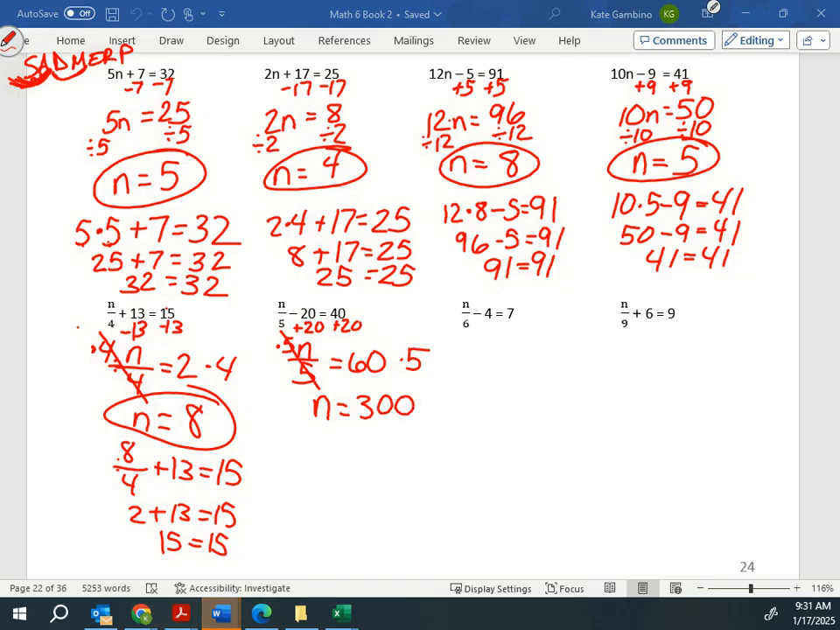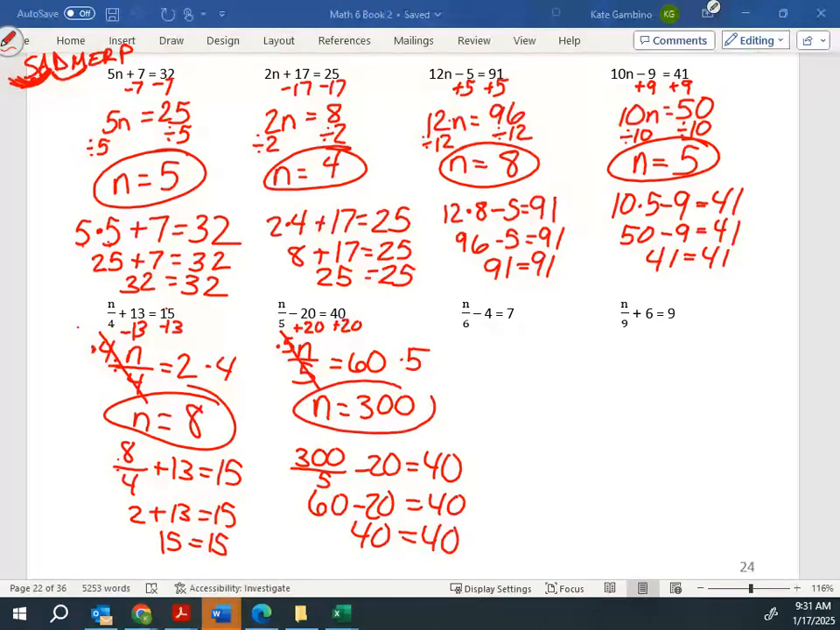So now we're going to say 300 divided by 5 minus 20 equals 40. 300 divided by 5 is 60 minus 20 equals 40. 60 minus 20 is 40. 40 really truly does equal 40. So I know my n is 300.